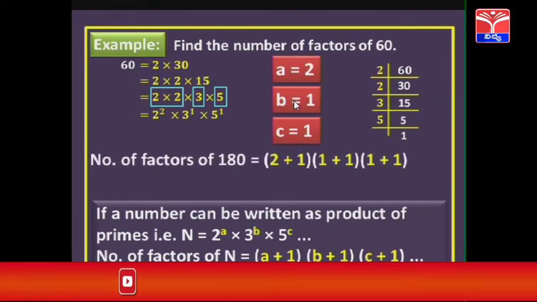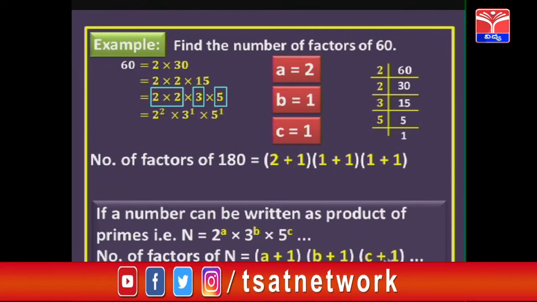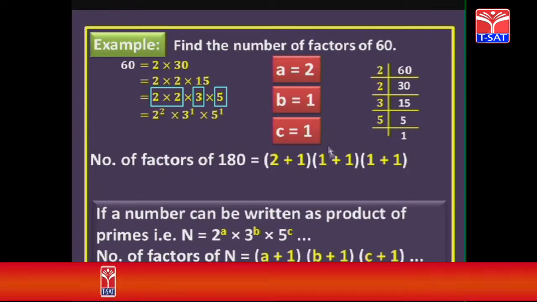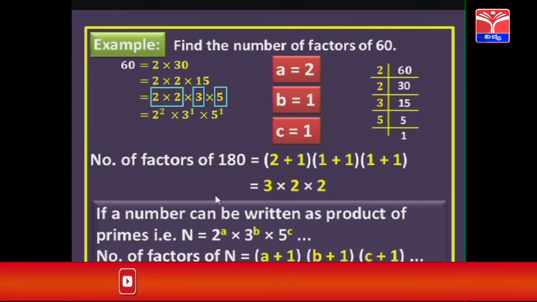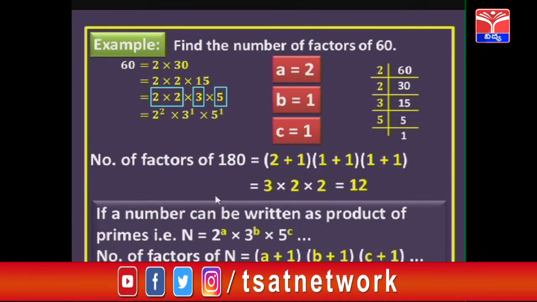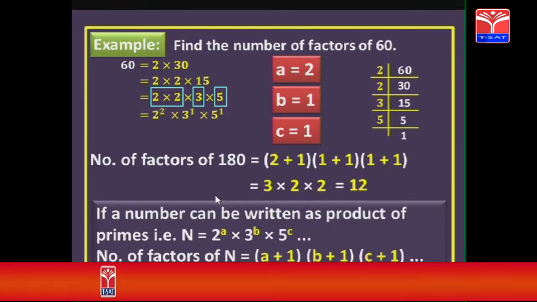So, the number of factors is given by the formula (a plus 1) into (b plus 1) into (c plus 1), right. Here a is 2. So, we are substituting (2 plus 1) into (1 plus 1) into again (1 plus 1). What do we get, children, now? We get 3 into 2 into 2. On multiplying these, you get 12. That means, we can say that the number of factors of 60 is 12. I hope you understood how to find the number of factors, children.